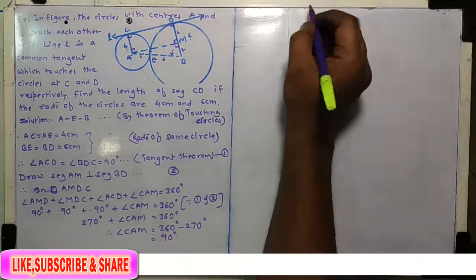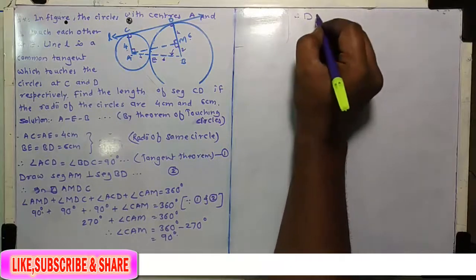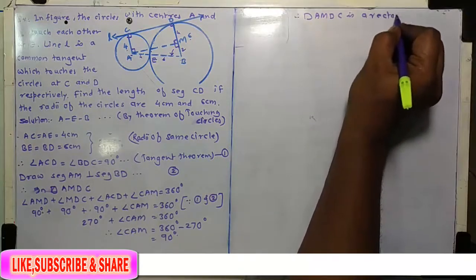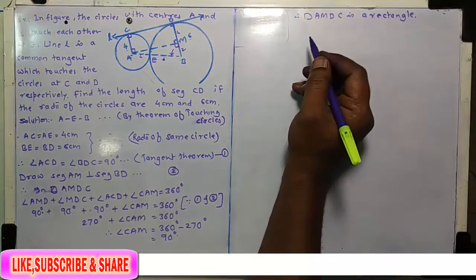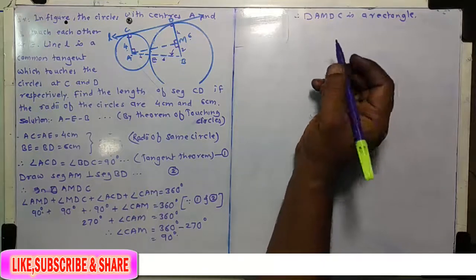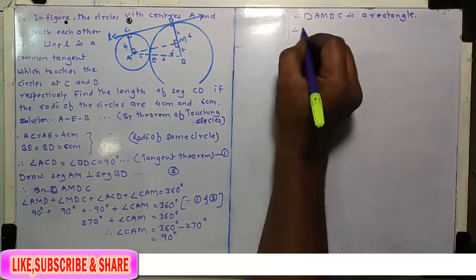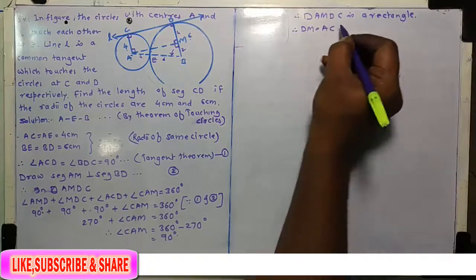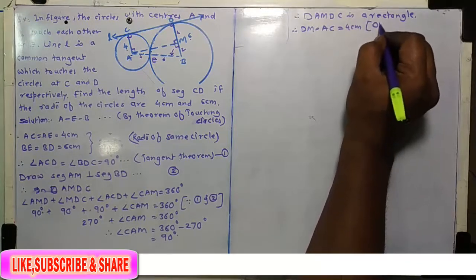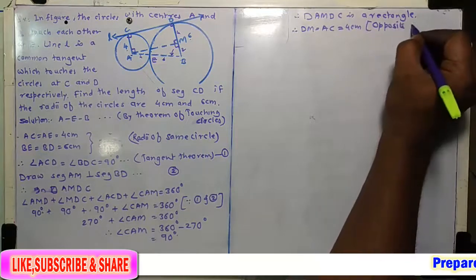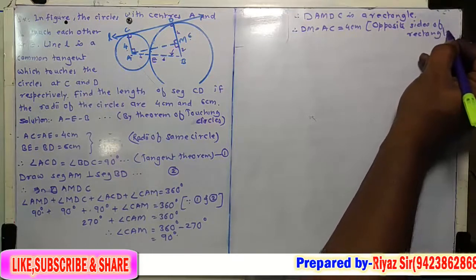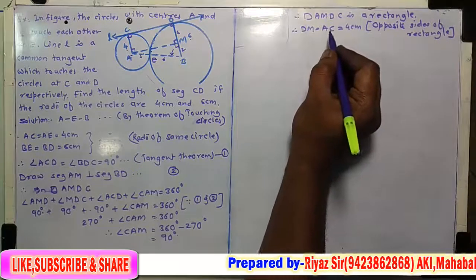Okay, and therefore quadrilateral AMDC is a rectangle, because each angle in that quadrilateral is 90 degree. And if it is a rectangle, then its opposite sides are congruent, and therefore we write DM is equal to AC is equal to 4 centimeter. Opposite sides of a rectangle are congruent, right? And therefore DM is equal to AC, which is 4 centimeter.